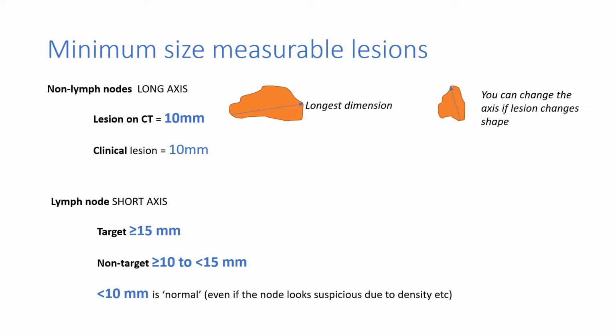Lymph nodes are a bit harder. If a lymph node is going to be a target lesion, then it has to be at least 15 millimeters in size. Normal lymph nodes are less than 10 millimeters, so that's normal. Lesions that are between 10 and 15 millimeters are abnormal, but they're too small to be used as a target measurement.